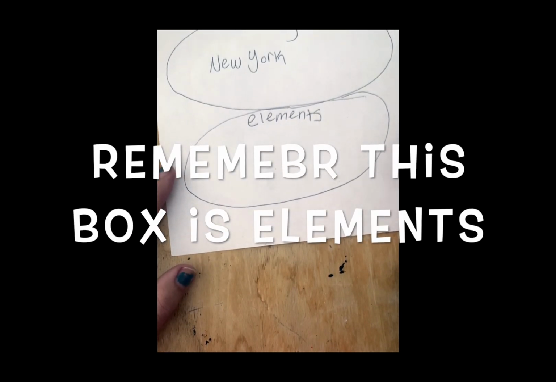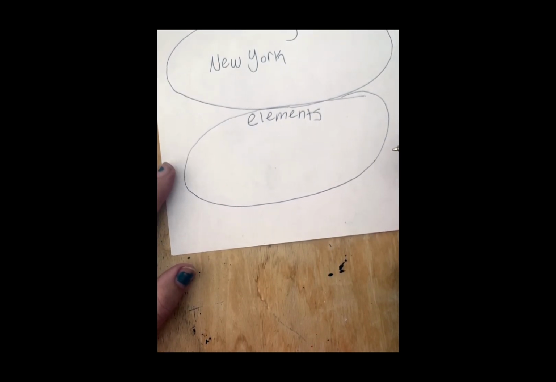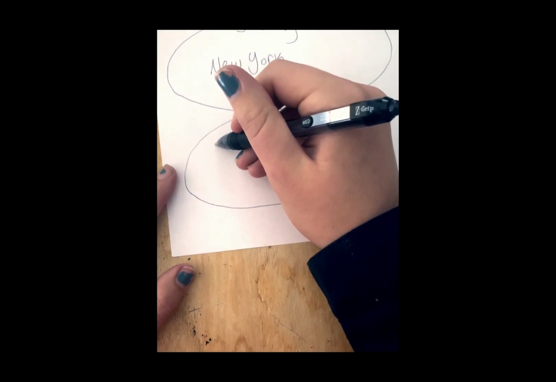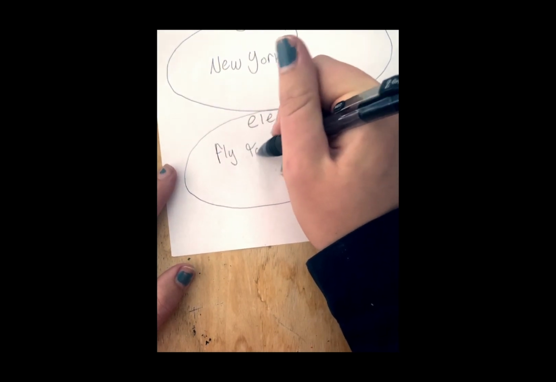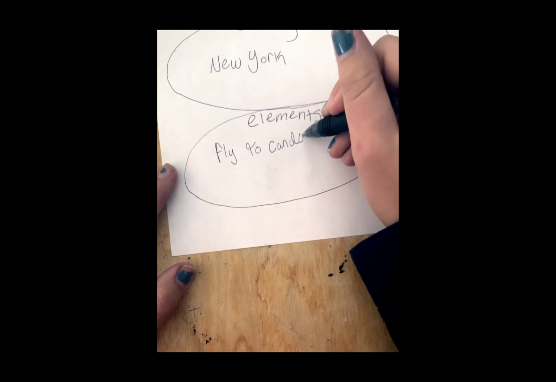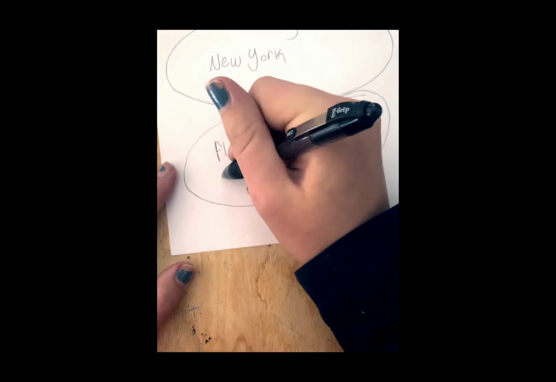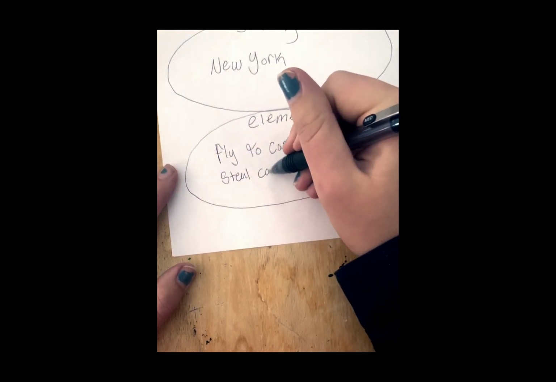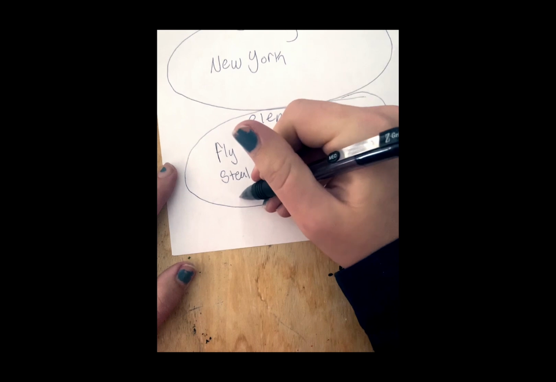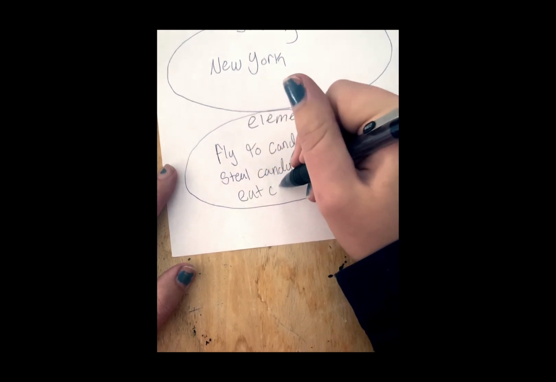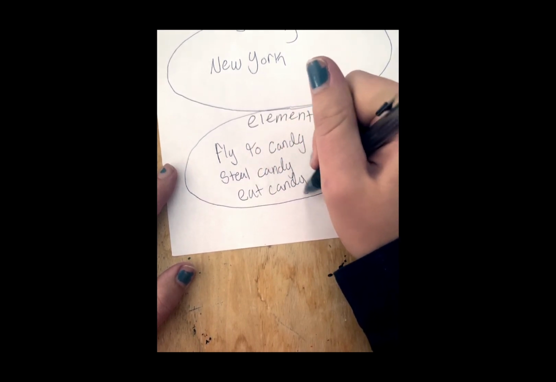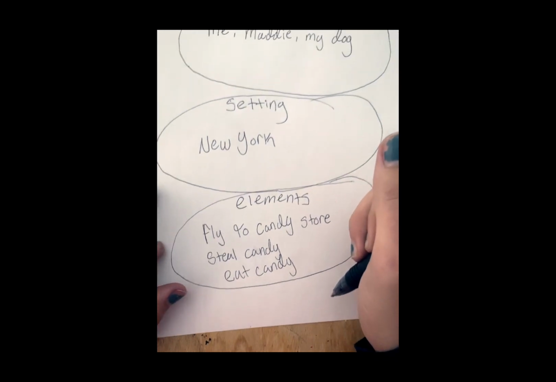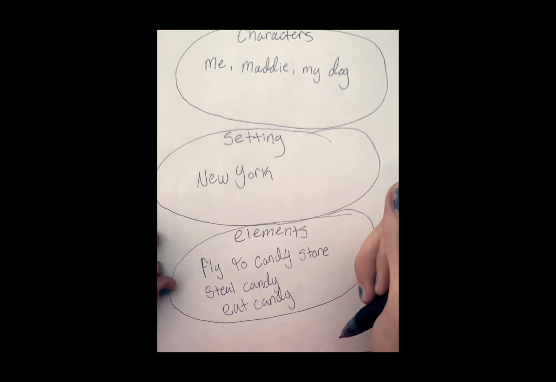And finally, for the important events in my story, I'm gonna put flying to a candy store, and then I think I'm gonna put stealing candy from the candy store. And then I'm gonna put eating candy as my final event. So your brainstorming should look a little like this.